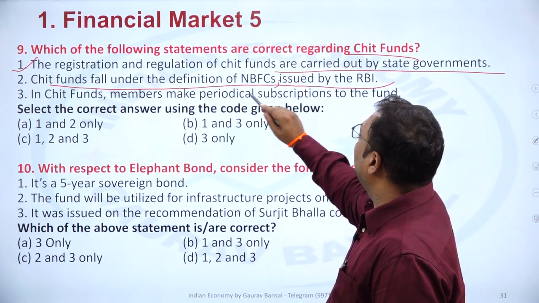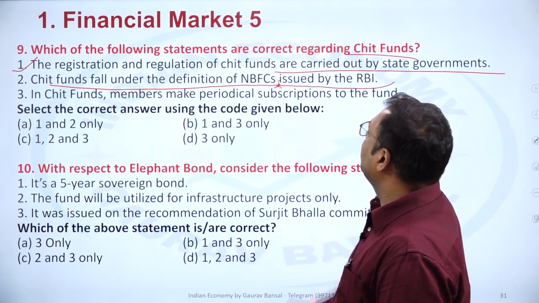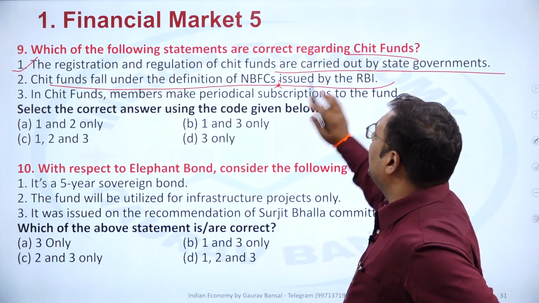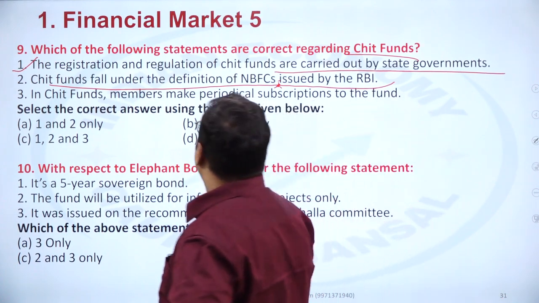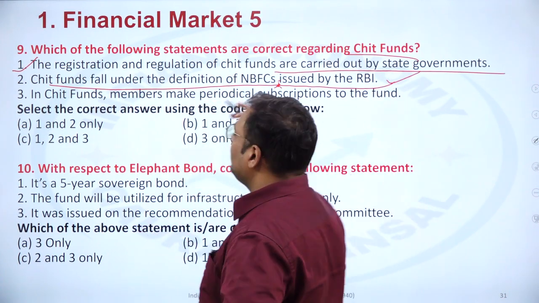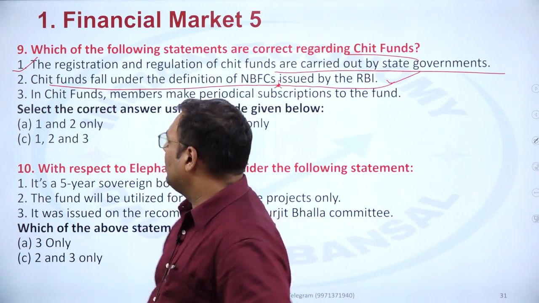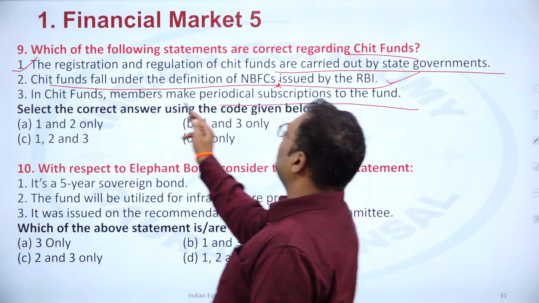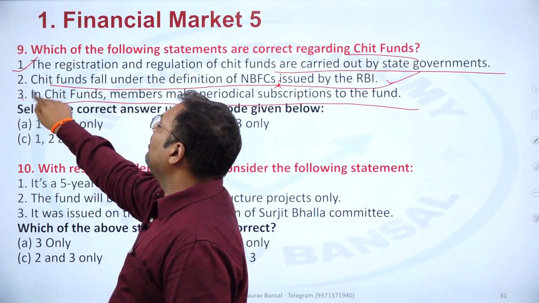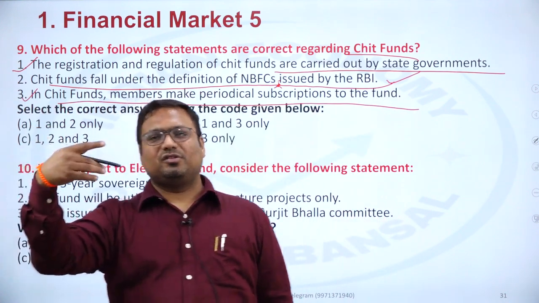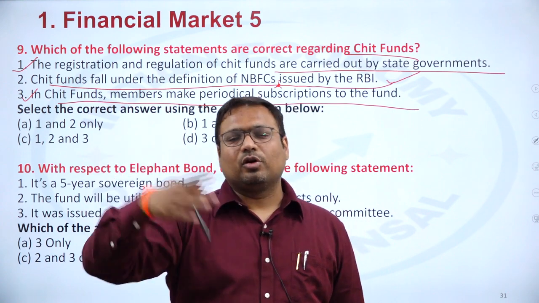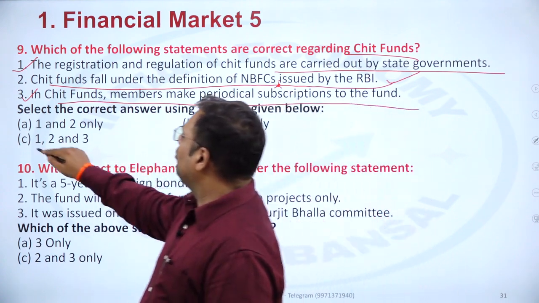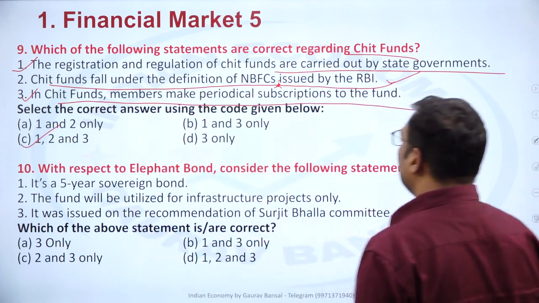Maybe we can use a comma. So chit funds fall in the definition of NBFCs issued by the RBI. So this is also correct. Chit funds officially come under non-bank finance corporations. In chit funds, members make periodical subscriptions to the fund. That is also correct. People make periodical payments, and in exchange they get ownership of more and more of the fund. So all of these are correct: 1, 2 and 3.